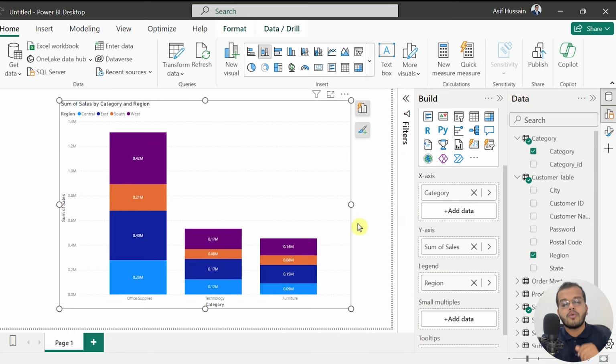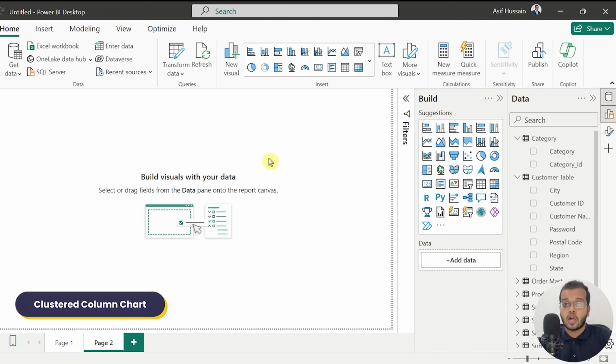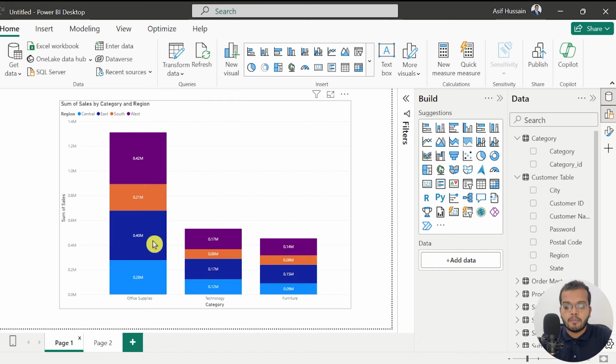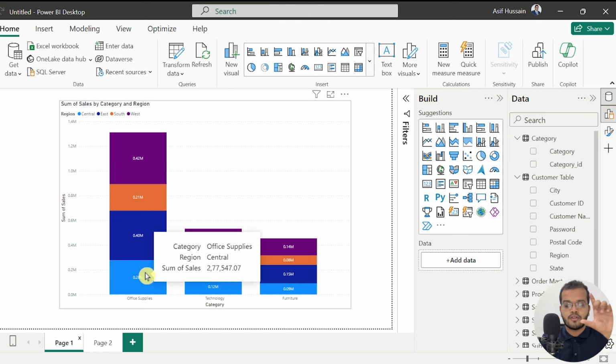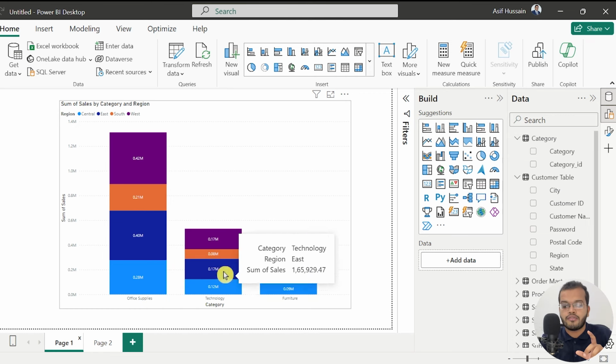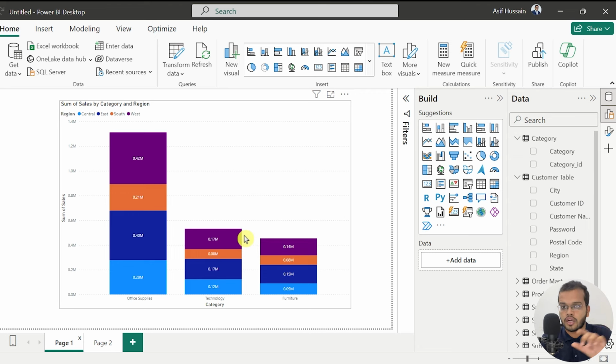Now coming to the next chart that I'm going to discuss with you, the clustered column chart. After I guide you over the clustered column chart, I will tell you the difference between the stacked column chart and the clustered column chart. If you observe the stacked column chart, in office supplies itself, 4 regions got differentiated, right? Again, in technology itself, 4 different regions got differentiated.